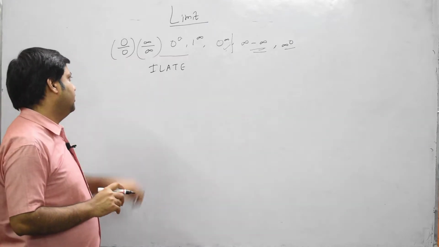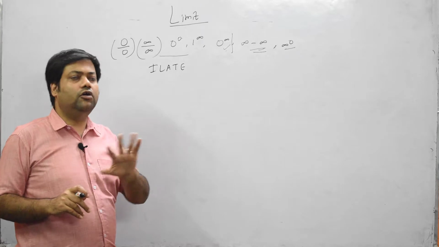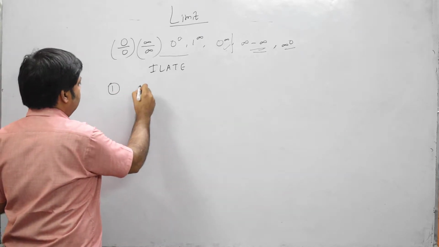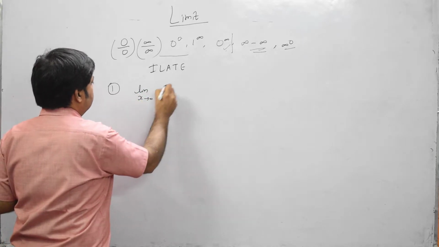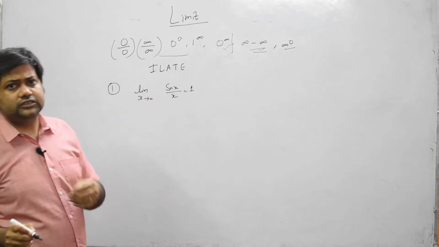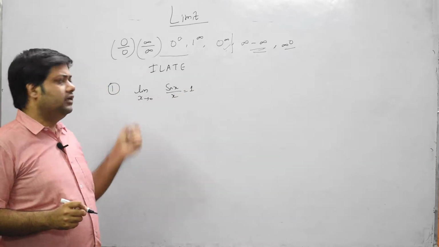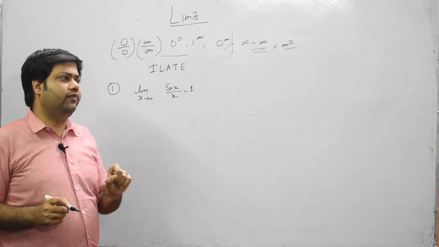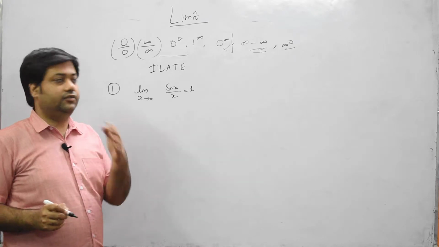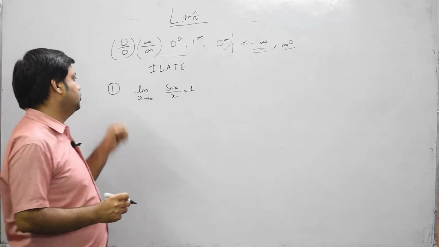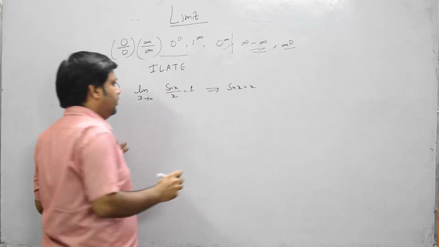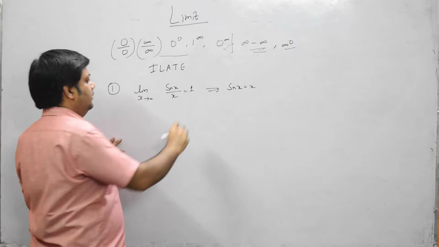So we start here with the trigonometric functions because they are the simplest and most abundant, I would say. So the first formula: limit x tending to 0, sin x by x, we call it 1. It is important that x tending to 0 refers to the fact that x is very close to 0. It can be negative, it can be positive. But when you say sin x by x is 1, it directly refers to the fact that sin x is equal to x.